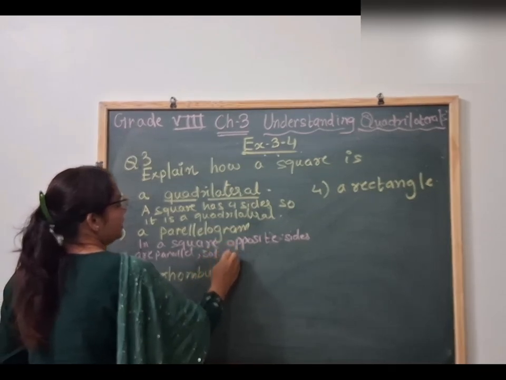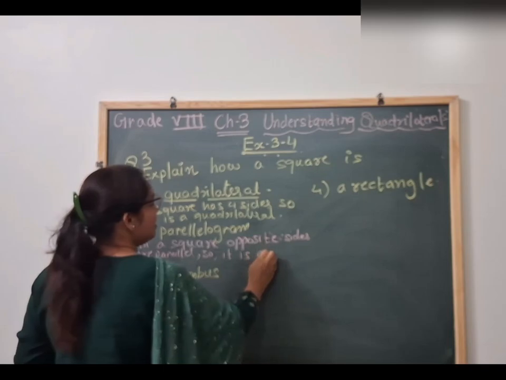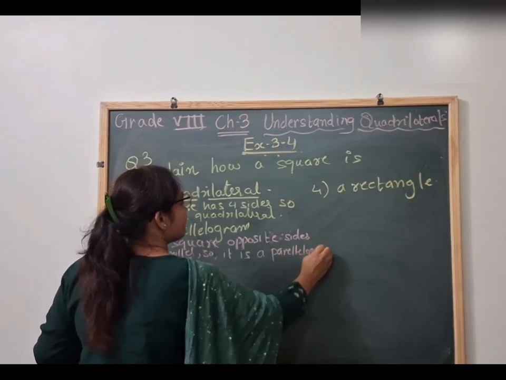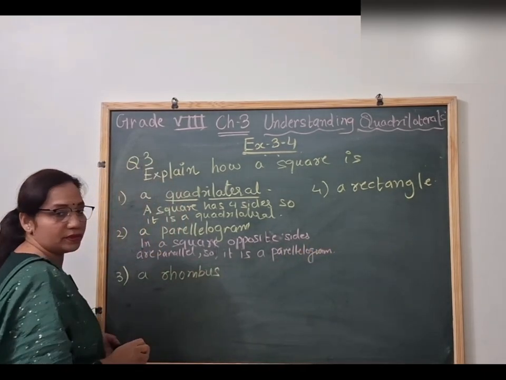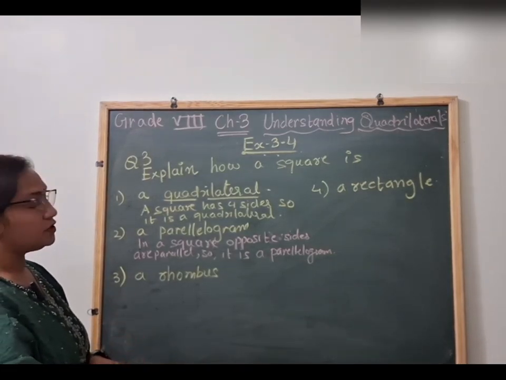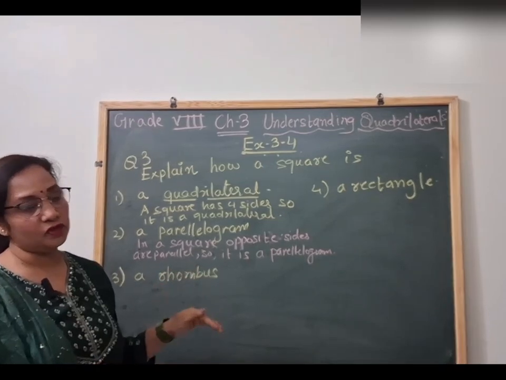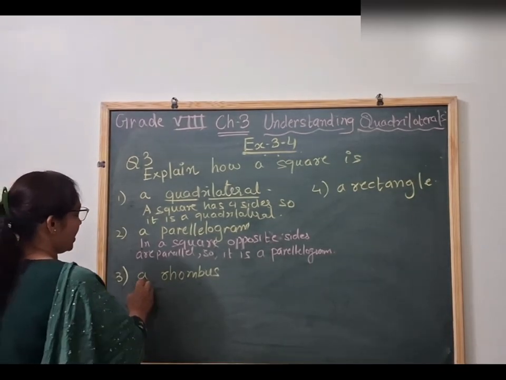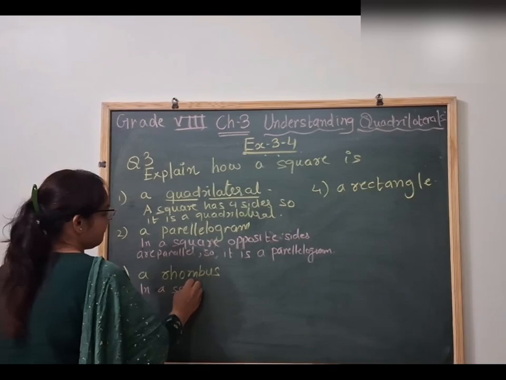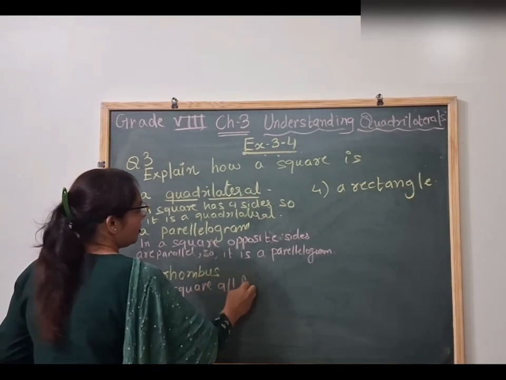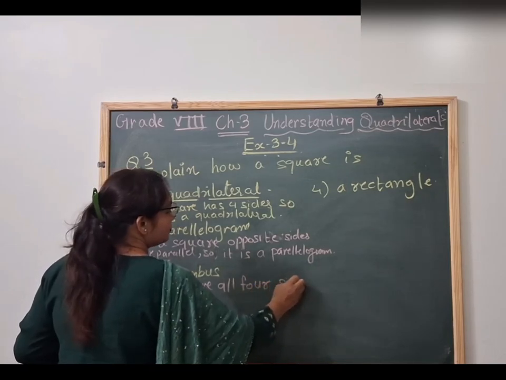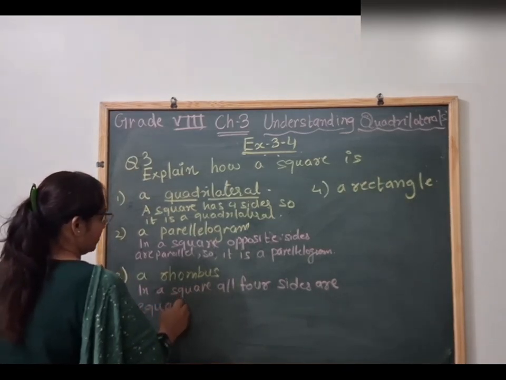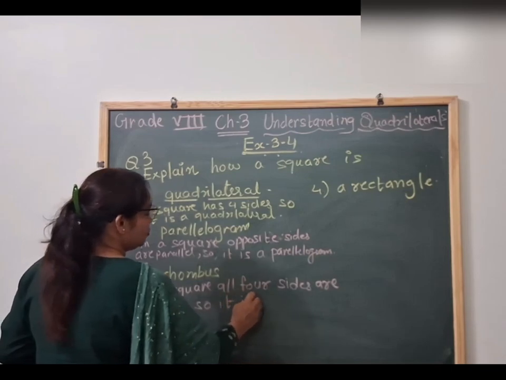So it is a parallelogram. Now a rhombus. In a square all the four sides are equal, and in a rhombus also all the four sides are equal. So again we can say that a square is a rhombus. In a square all four sides are equal, so it is a rhombus.